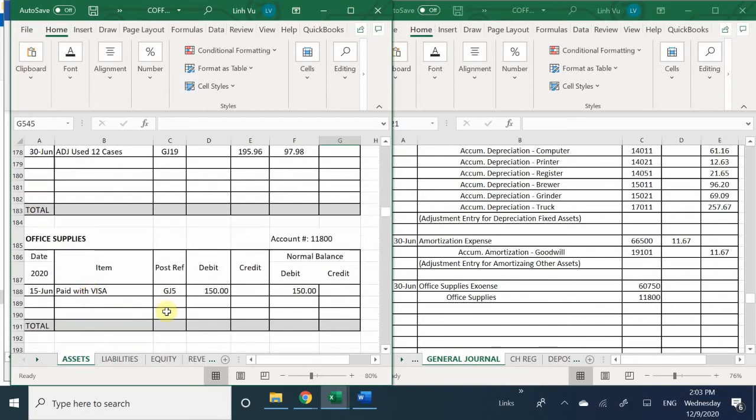Okay. We bought $150 worth of supplies. Where did we put them? They were the flyers that we bought. No, not the flyers. That was a business expense, an advertising expense.